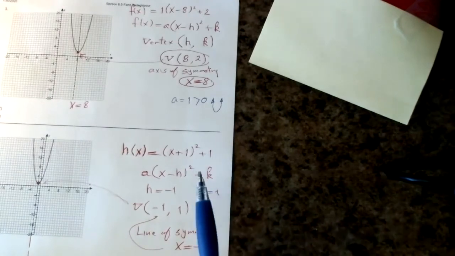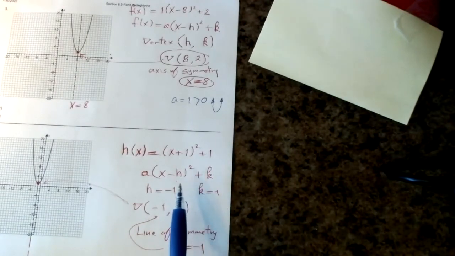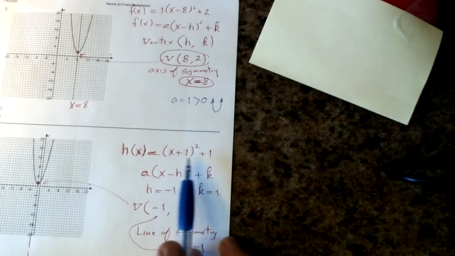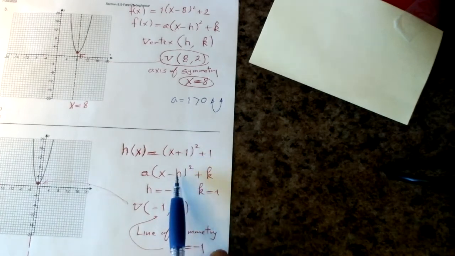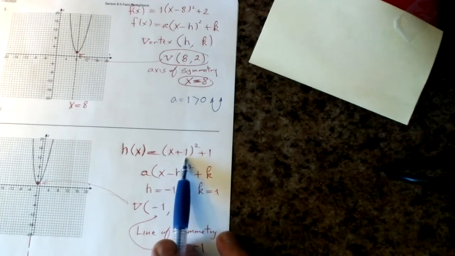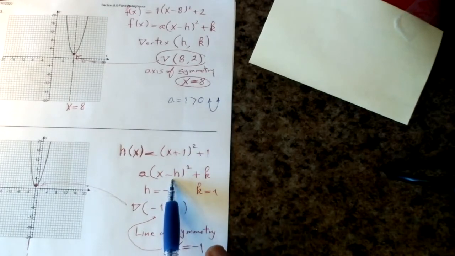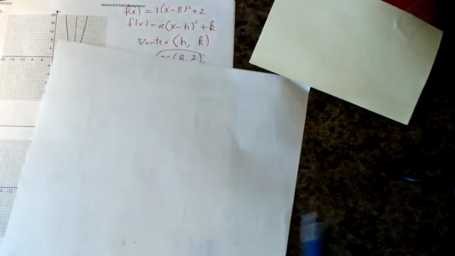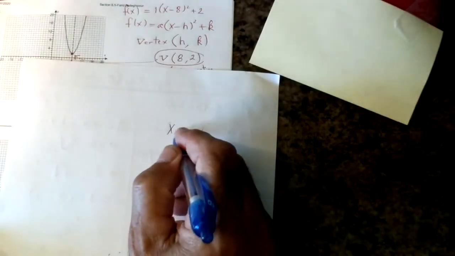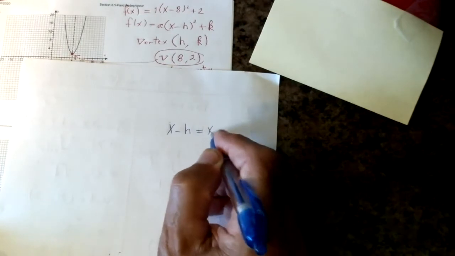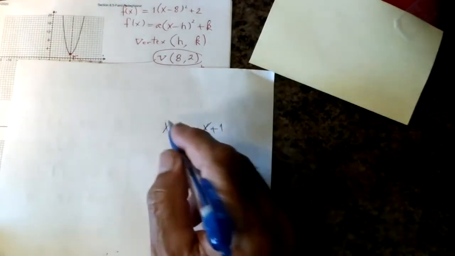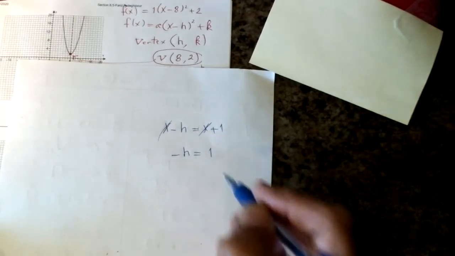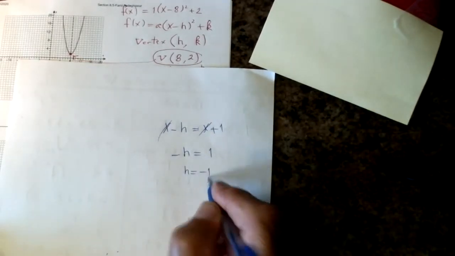Very similar. But remember, the formula is x minus h. So when you compare this with x plus 1, you can't say h is 1, because if you say h is 1, then you get x minus 1, but we need x plus 1. So x minus h now is x plus 1. If you cancel the x and x, what is the value of h? H is negative 1.